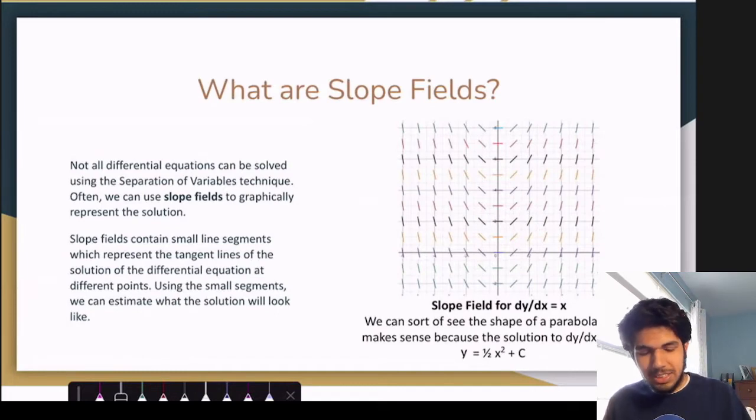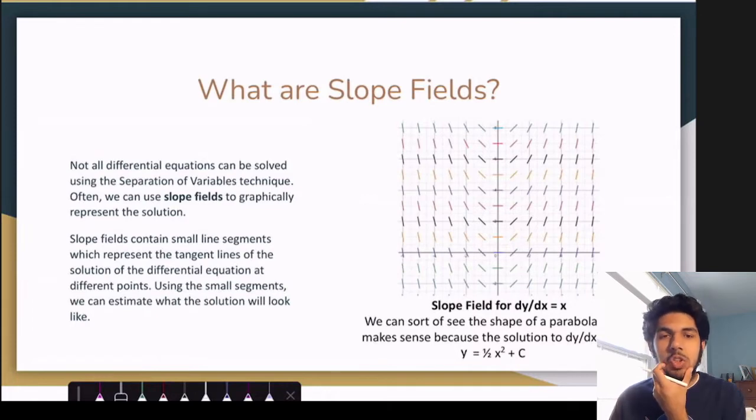So slope fields contain small line segments, and each of these small line segments represents the tangent lines of solutions of the differential equation at different points. And using these small segments which represent slopes, we can sort of estimate what the solution will look like.